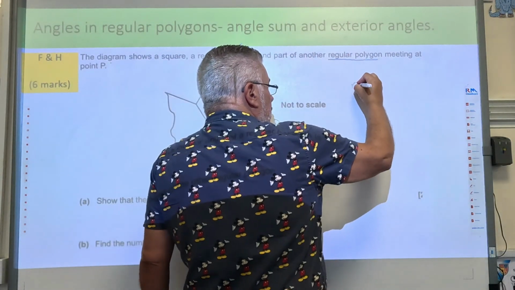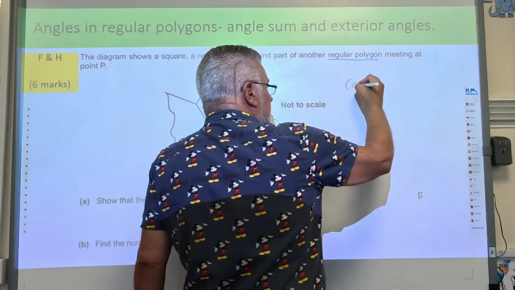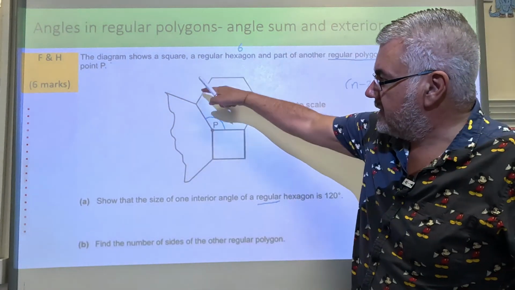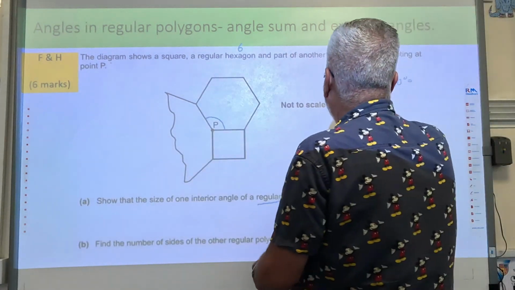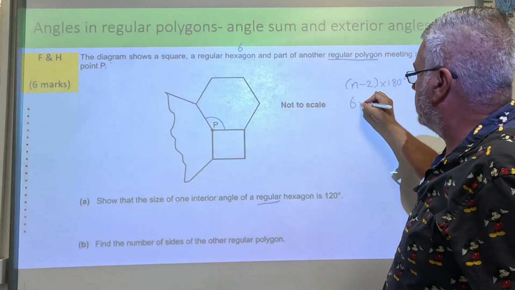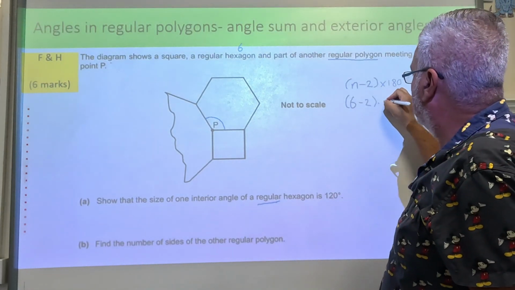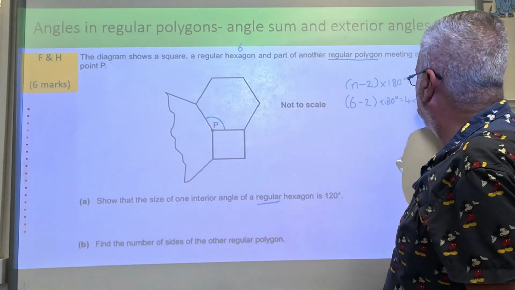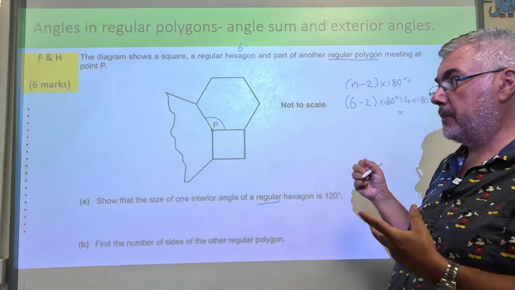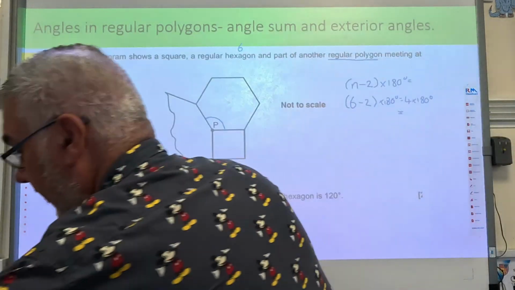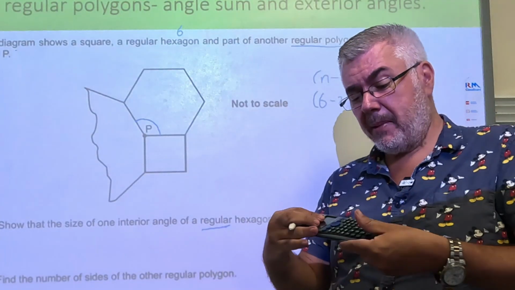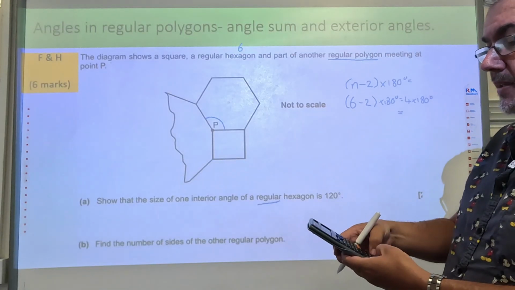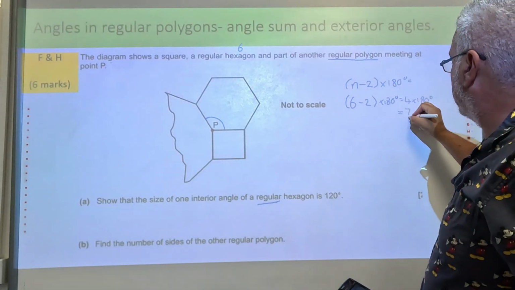Remember the formula, number of sides, take away 2 times 180 will give me what the angles in this hexagon sum to. I've got 6 sides. I'm going to do 6 subtract 2 times 180, which is the same as 4 times 180. Notice this is a calculator question, so you can use a calculator. I'm going to. Every time I can use a calculator, I will. I'm going to make my life that little bit easier. 4 times 180 gives me 720.